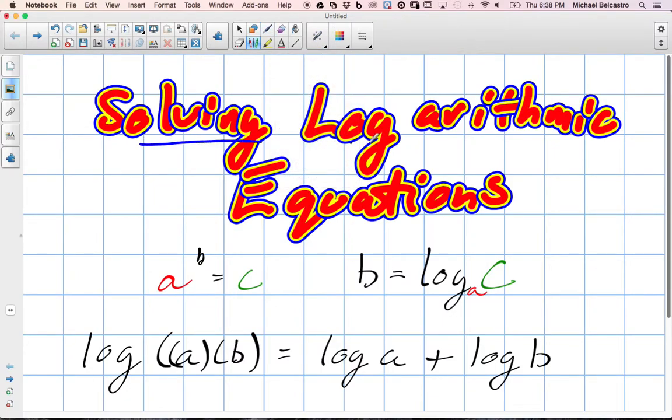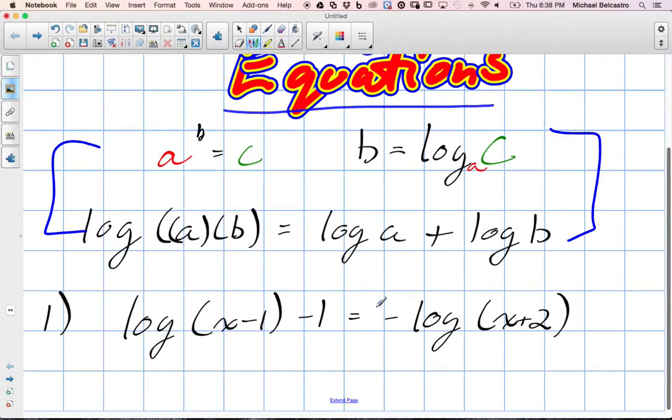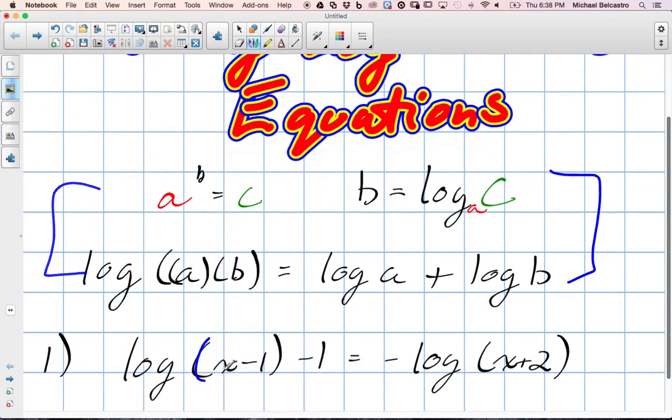We're going to look at solving a logarithmic equation. So I've written down two rules we'll need to keep in mind just for our question, which is below. We have log(x - 1) subtracted by 1 is equal to negative log(x + 2). And they want us to find essentially values of x.